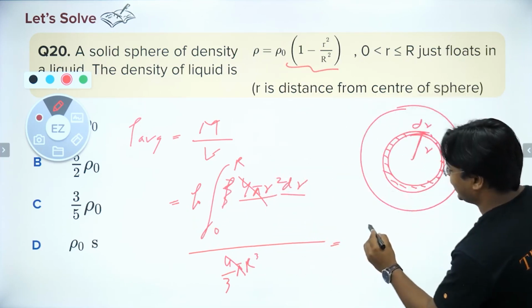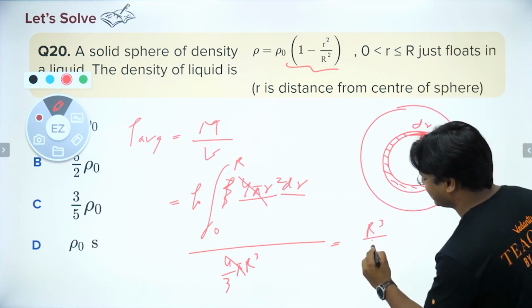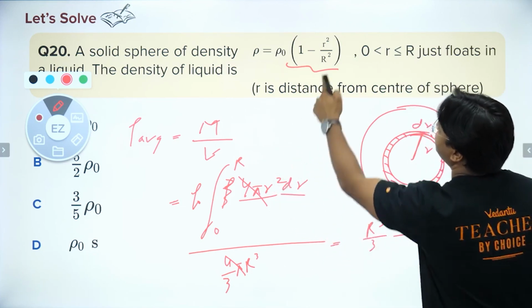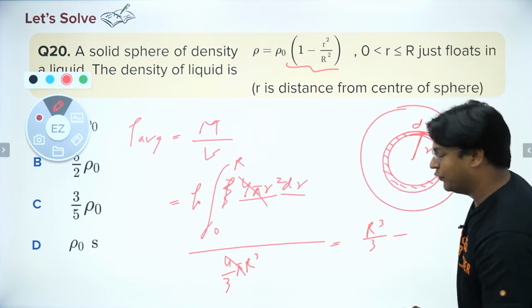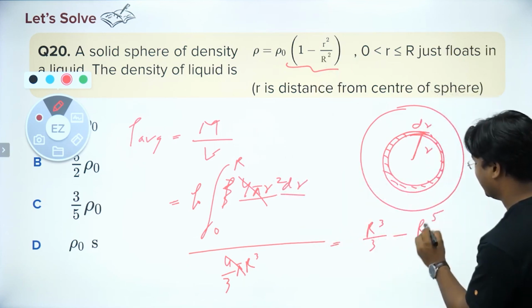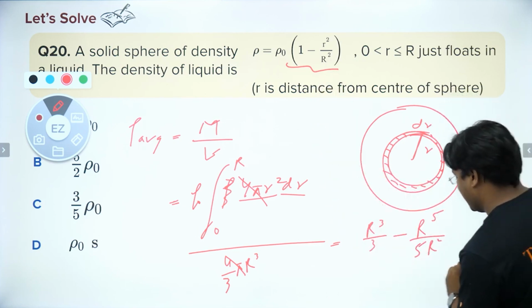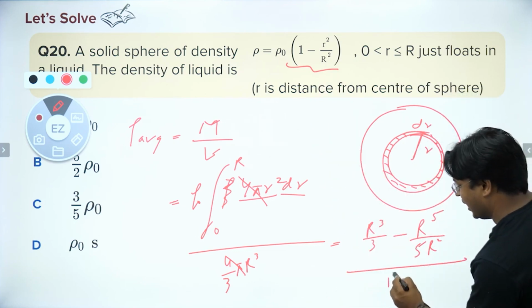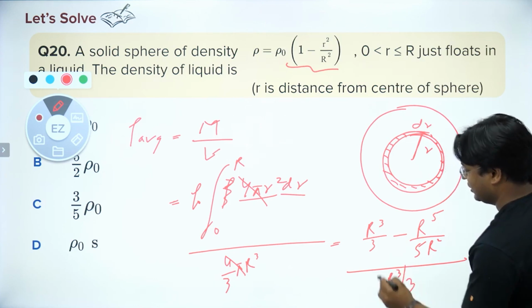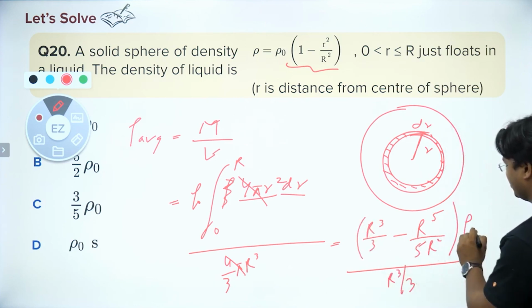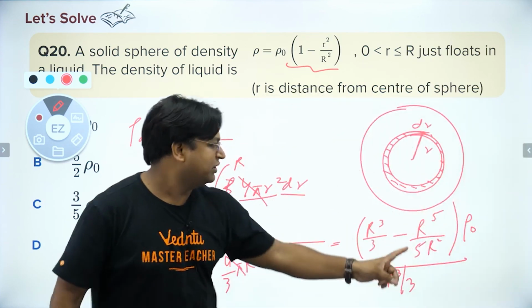So we are going to get r cube by 3 after putting in the limits, and the other quantity will be r raised to power 4. So r raised to power 5 divided by 5, and this r square will stay here, and we divide everything by r cube by 3. All right, into rho naught. You solve this thing, you are going to get the result.